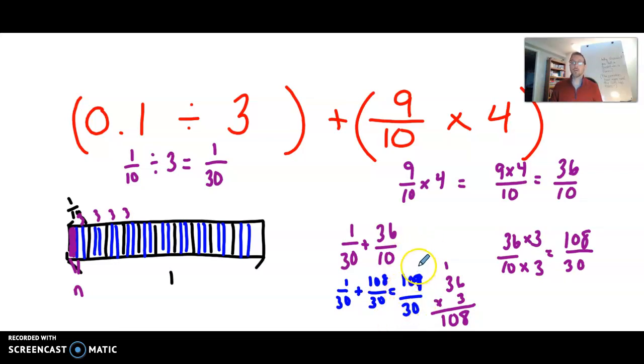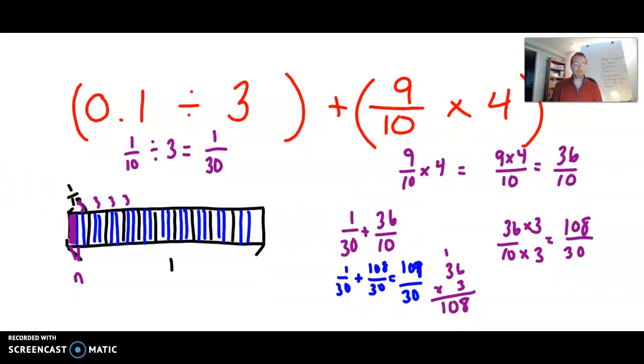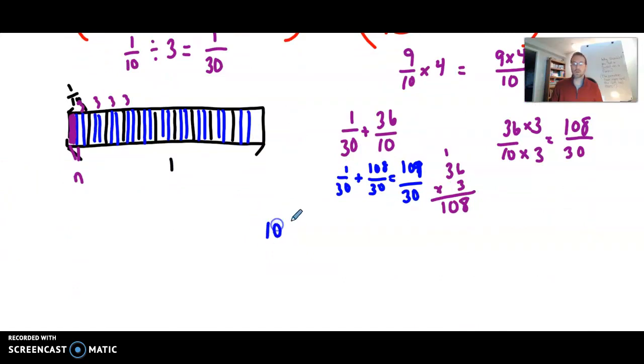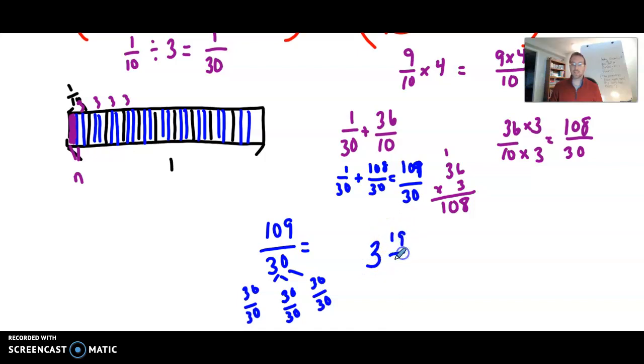Now, if you want to go above and beyond, we can turn our 109/30ths into a mixed number. How many 30/30ths can you pull out? Well, there's 60/30ths. There's 90/30ths. That's giving us 3 wholes and 19/30ths left over. So this would certainly work as an answer as well. Either one of these would certainly work.